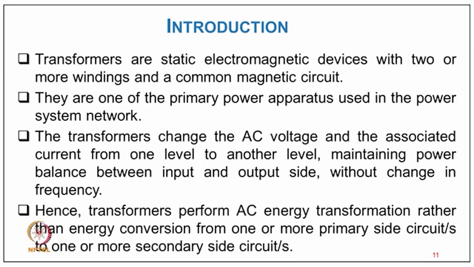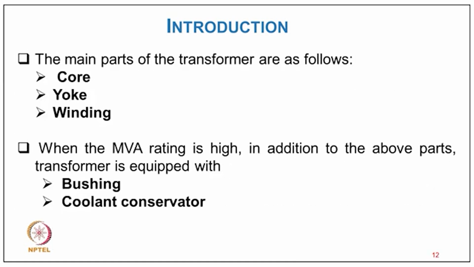Hence, the transformers perform AC transformation rather than energy conversion from the primary side of the circuit to the secondary side of the circuit. So the main parts of the transformer are the core, which is made of ferromagnetic material, then the yoke, also ferromagnetic material, and then the windings. You may have several windings, of course, maybe a primary, secondary, and tertiary winding, or multiple windings in the transformer on the same core.